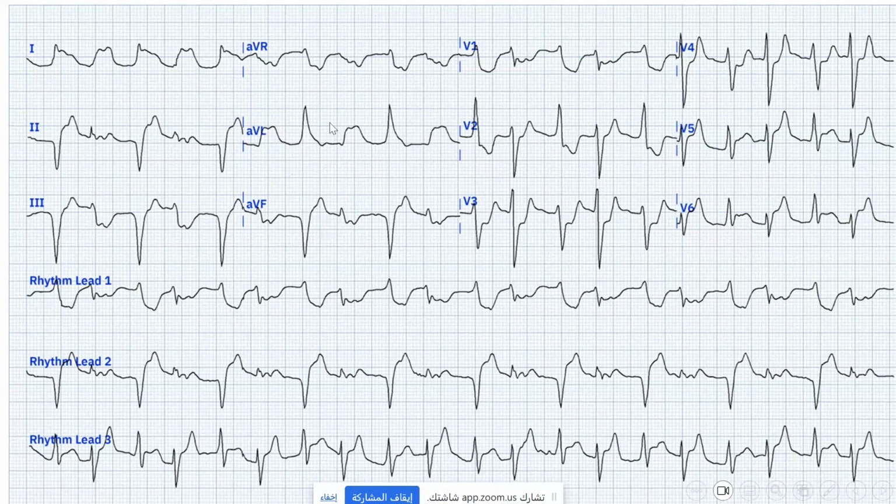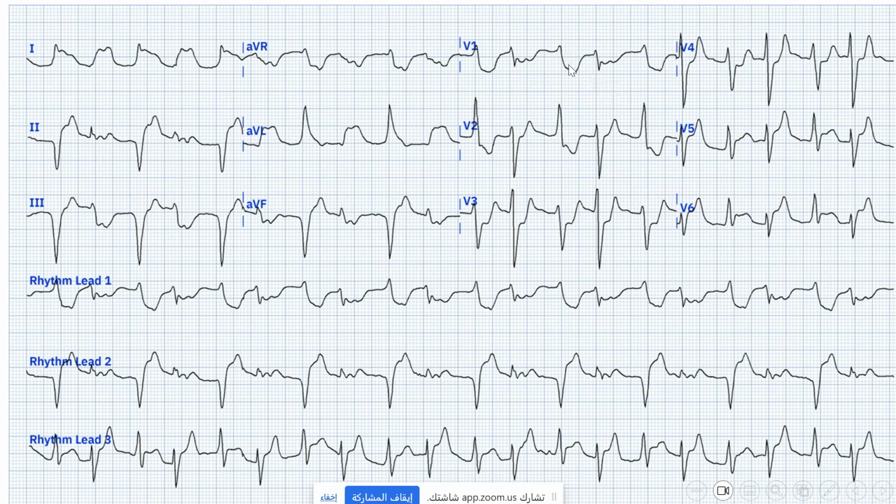If you look carefully at the rhythm strip, or for example V1, you can find two different QRS complexes. All of the QRS complexes are wide, and we have to agree about this. Look at lead 3, lead 2: this QRS complex, and there is another QRS complex beside it. It's a bit different. This axis is down and this axis is up. This is down and this is up. This is down and this is up.